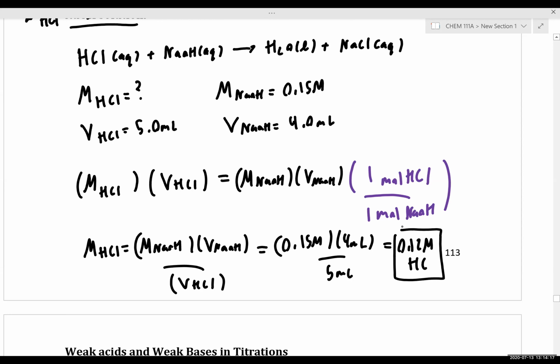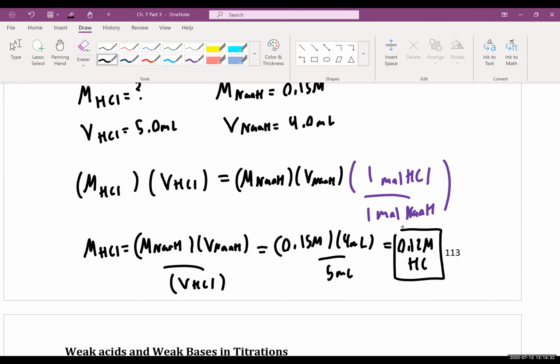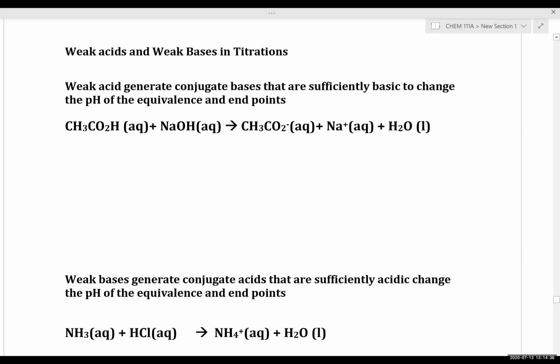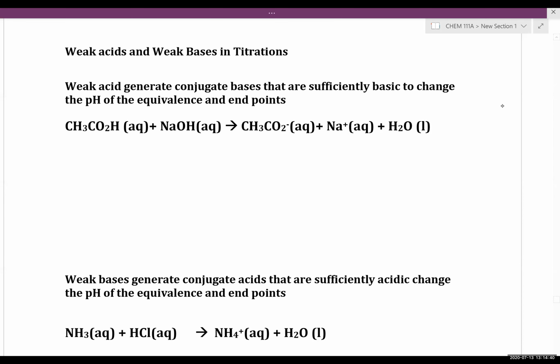Does this example make sense to everyone? Any questions on this example? If not, let's continue on and let's look next at weak acids and weak bases in titrations.